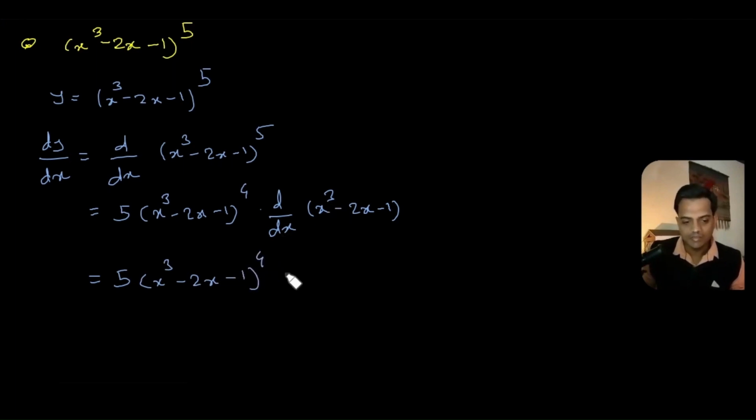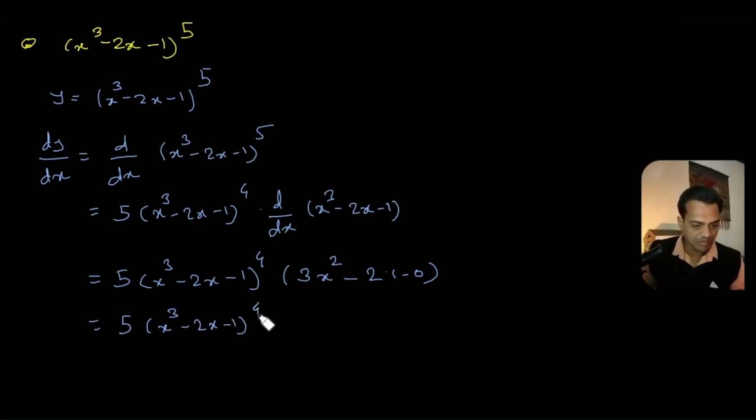Then the derivative of this x cube is, power comes in multiplication and power will be reduced by 1. Minus 2 is a constant as it is, derivative of this x is 1 and derivative of this minus 1 is 0. Now this will become 5 times (x cube minus 2x minus 1) raised to the power of 4, times (3x square minus 2). So it is our final derivative.